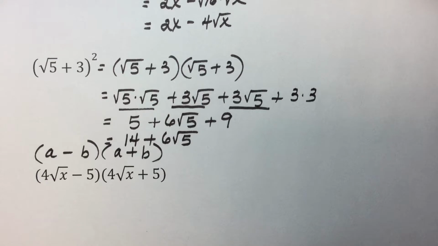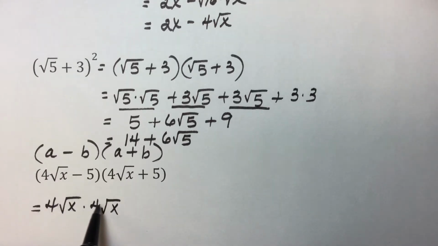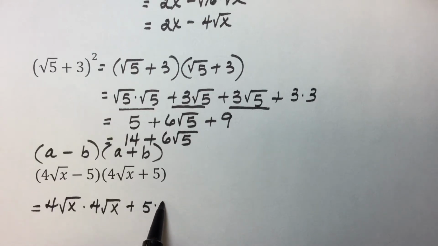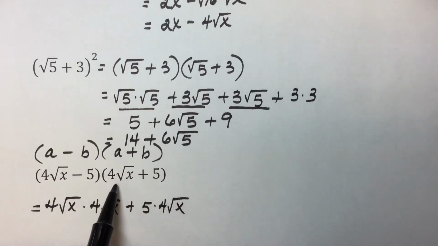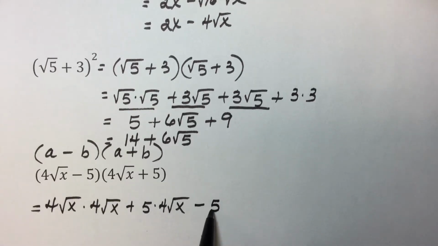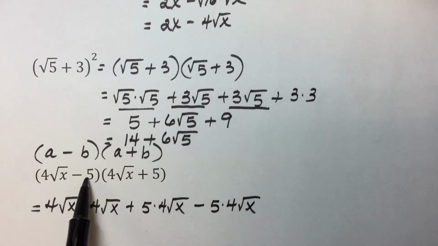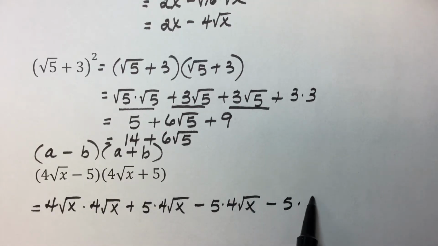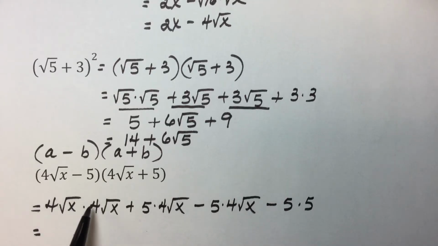So using FOIL to simplify, we'll have first terms multiplied together, 4 square root of x times 4 square root of x. Outer terms, we have 5 times 4 square root of x. Inner terms, we have a negative 5 times 4 square root of x. And last terms multiplied together, a negative 5 times a positive 5. Simplifying, we'll multiply our integers together to give us 16. Square root of x times square root of x is square root of x squared, or x, relying on the commutative property to simplify.